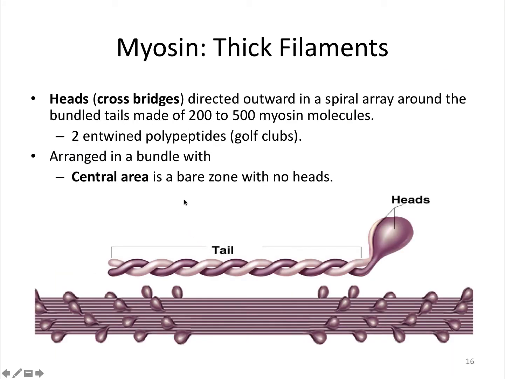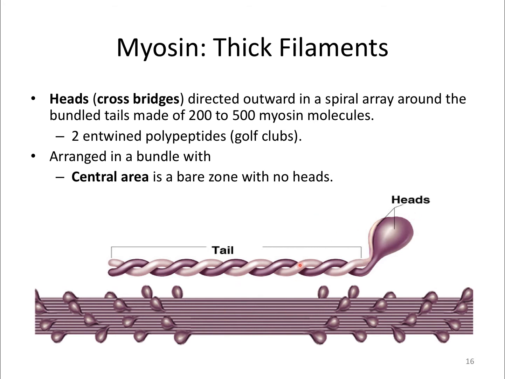Okay, thick filaments. A thick filament is actually made up of many myosin molecules, between 2 and 500. So these have a tail, which is long, and 2 heads, which is the business end of the myosin. So the area that actually grabs the actin is this end.